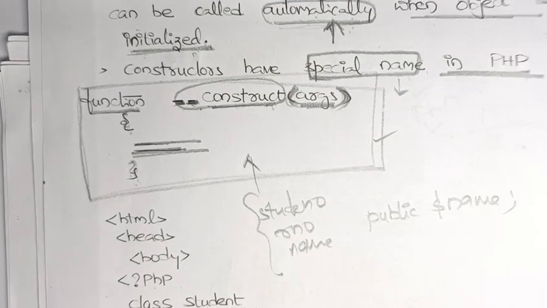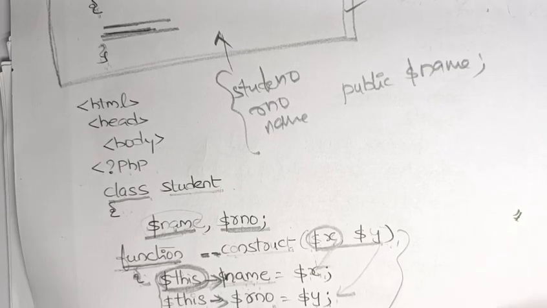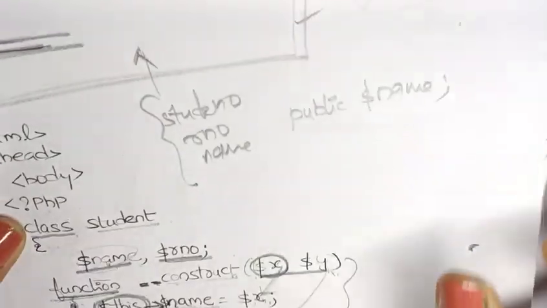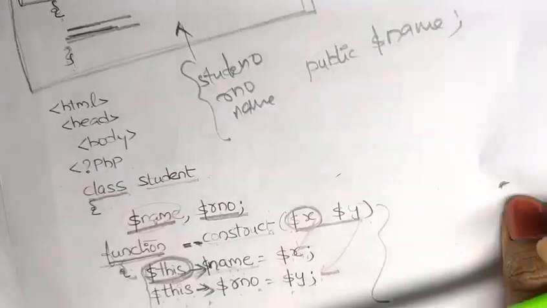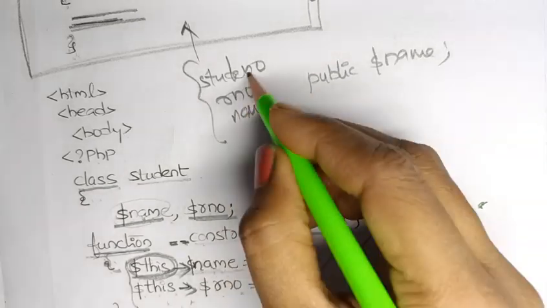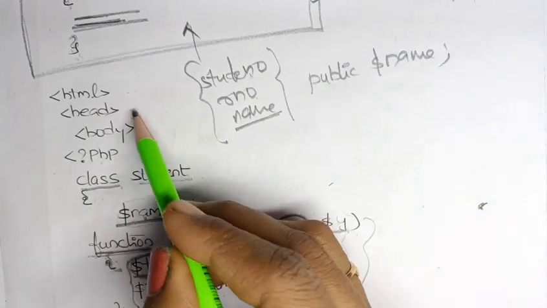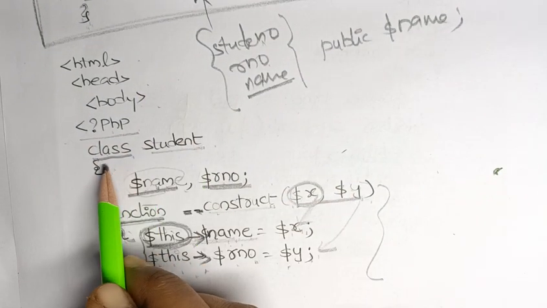Now we will see one program. For any topic, you need to write the program. It's mandatory. You need to practice, then you can easily write the programs. So here, for example, I'm printing the student details, like student roll number and name, by using the constructors. So here I'm using HTML, head, body, less than question mark PHP.